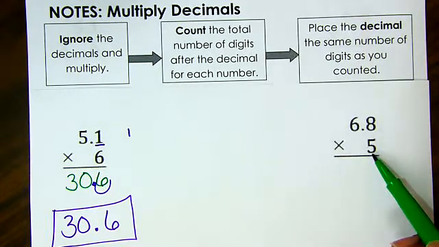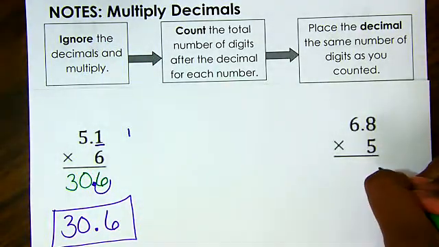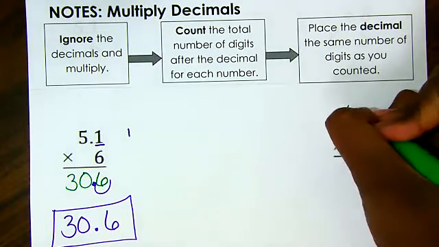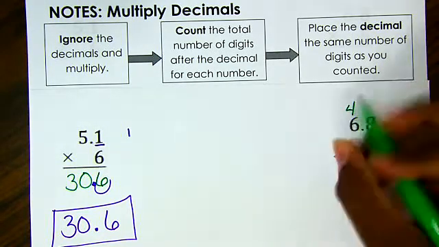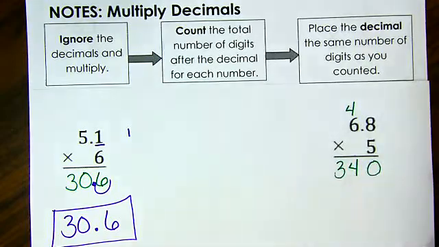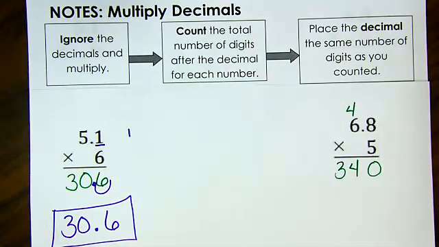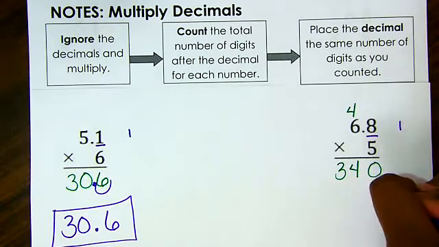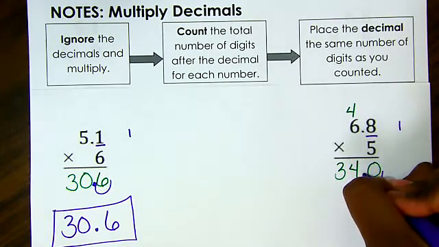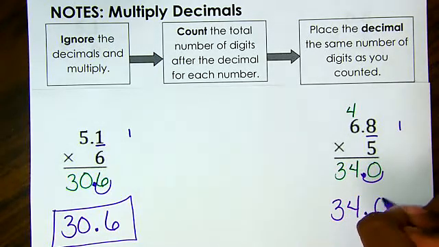6.8 times 5. So I'm going to just multiply like normal. 5 times 8 is 40. 6 times 5, 30, plus the 4, 34. Okay, so I got 340 when I just multiplied. Now I need to count how many decimals I have. I have 1. So I'm going to start at the back of my number. So my final answer is 34.0.